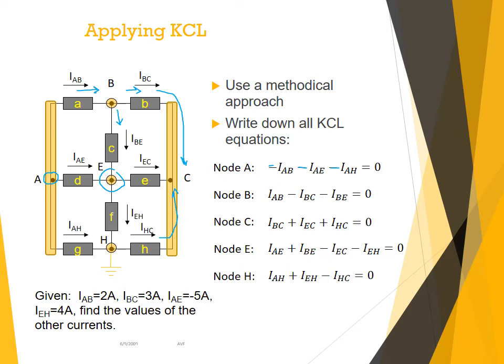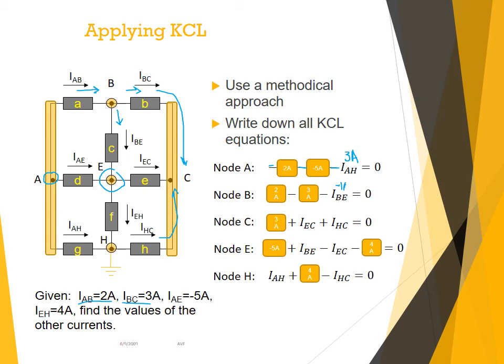Now I have the values of the currents here. So what I do is I replace these values in all the equations in which they appear. Okay, so I take the time to observe the equations. What do I have here? I have 2 minus minus 5, so that's 2 plus 5 is 3. 3 minus IAH is equal to 0, so IAH is equal to 3 amps. I have 2 minus 3 is minus 1, and so this would be minus 1 minus IBE is equal to 0, so IBE is minus 1 amp.